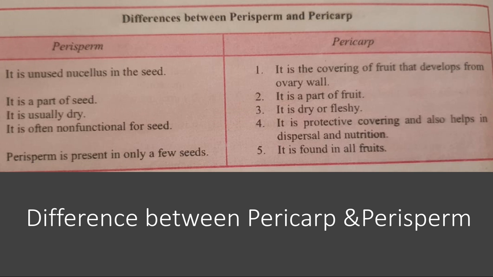Perisperm is usually dry, and pericarp may be dry or fleshy. Perisperm is often non-functional for the seed, but pericarp is a protective covering and also helps in dispersal and nutrition. Perisperm is present in only a few seeds, like black pepper, beet, etc. But pericarp is present in all fruits. The outermost covering is present in all fruits.